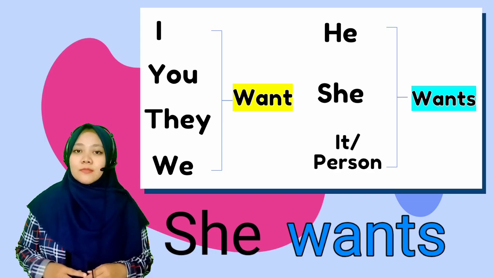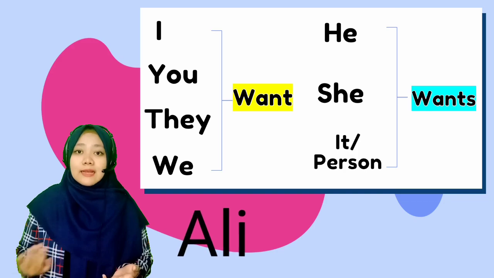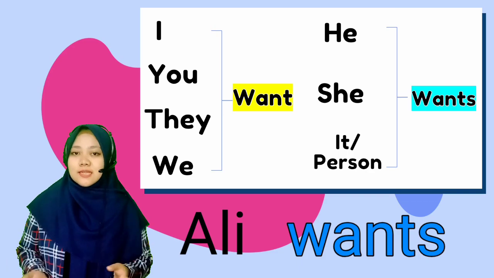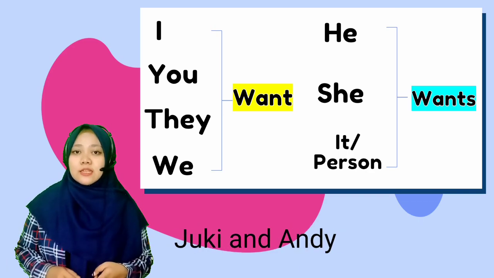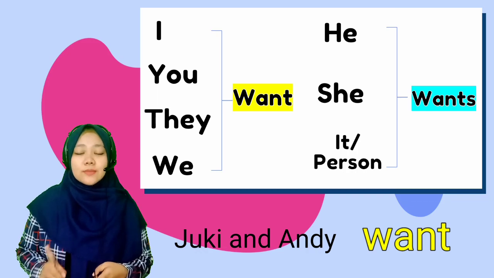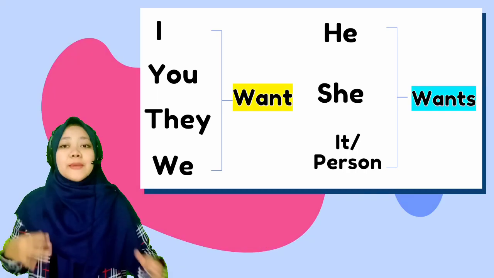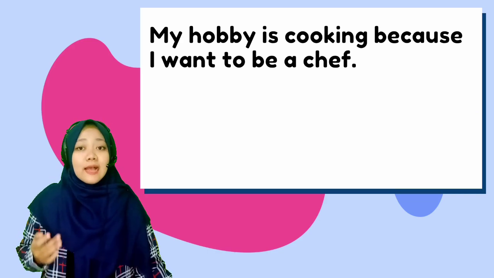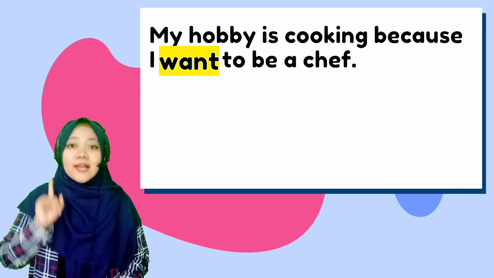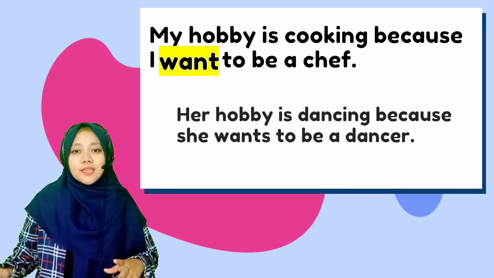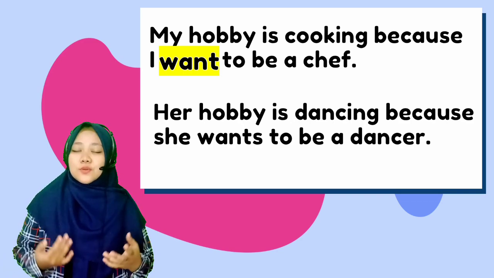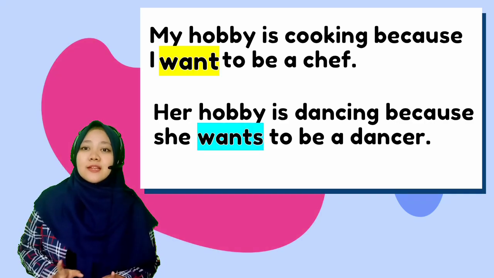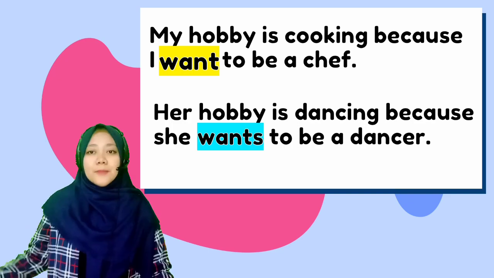Example, Juki wants, Ali wants. Sedangkan kalau nama orangnya lebih dari satu, Juki and Andi want, tanpa s. Kalau lebih dari satu, tanpa s. Example, my hobby is cooking because I want to be a chef. I want, tanpa s. Her hobby is dancing because she wants to be a dancer. She wants. Sekarang misalkan kita kasih tahu kata ganti subjek.